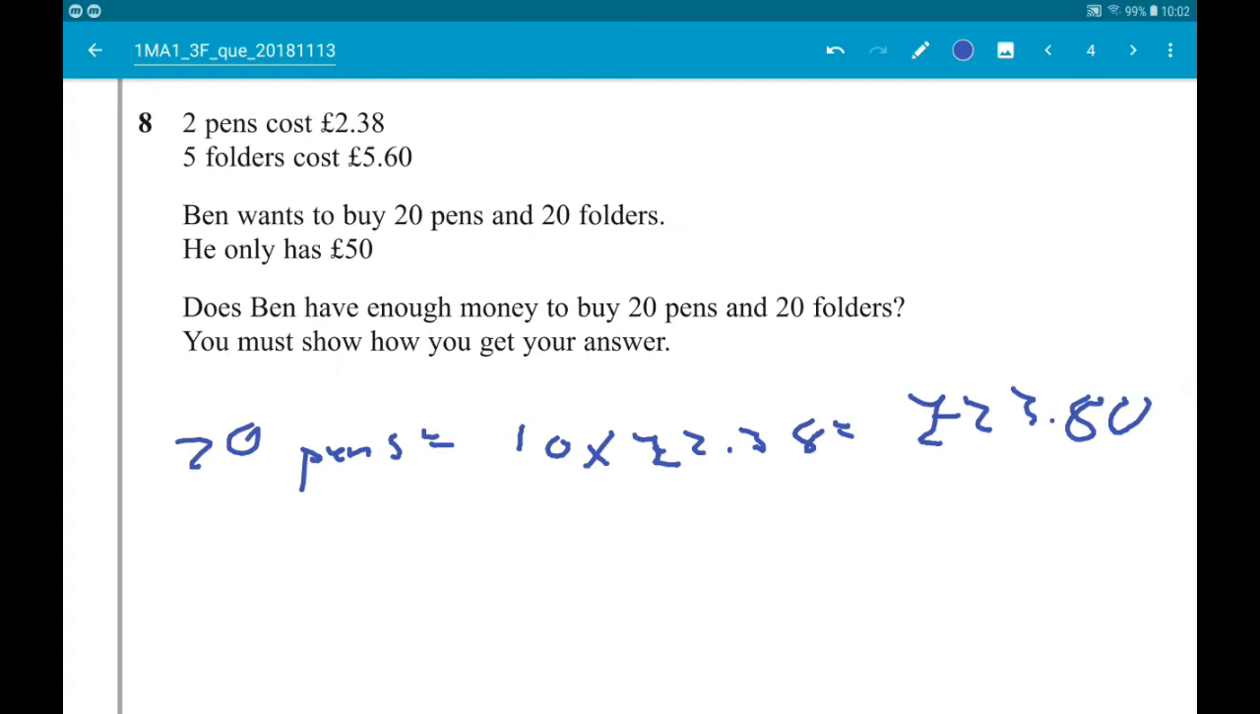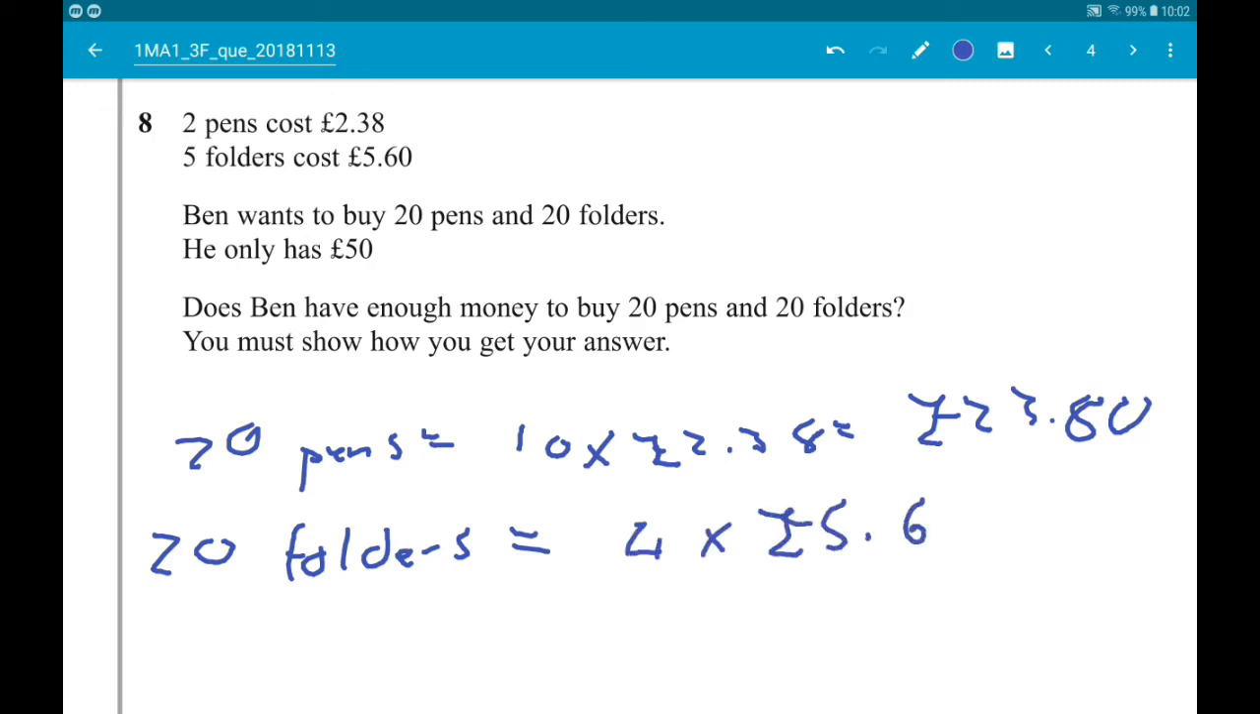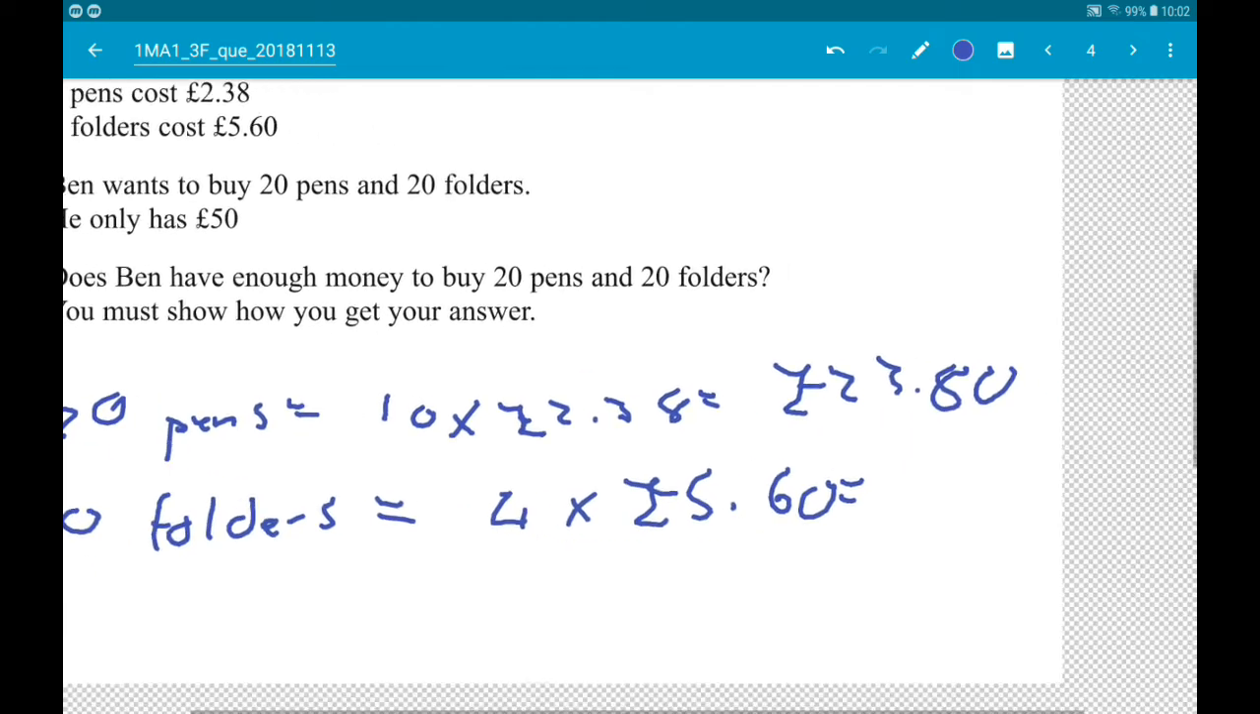Then to buy 20 folders, he's going to need to buy 4 lots of 5 folders. So that's going to be 4 times £5.60. So that's going to cost £22.40p.